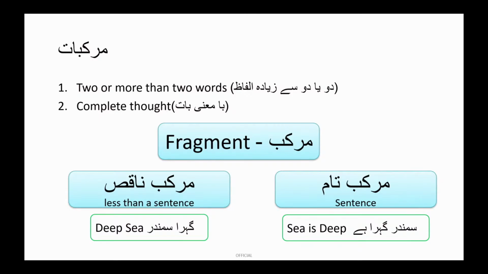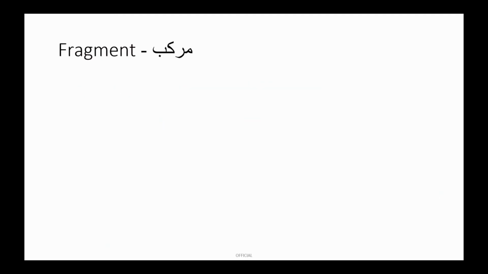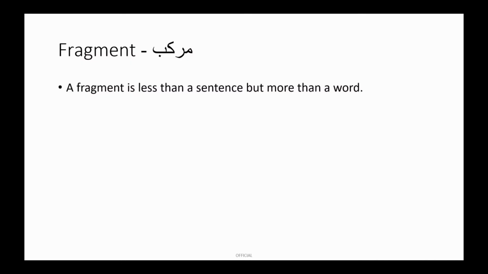Still not complete the meaning or the thought process, they are considered a fragment. And when the meaning is properly communicated, which means the whole sentence is structured, they are called complete sentences, or murakkab tam in Arabic. Now, as we were touching upon the details, a fragment is less than a sentence but more than a word, which means it's not a complete sentence.